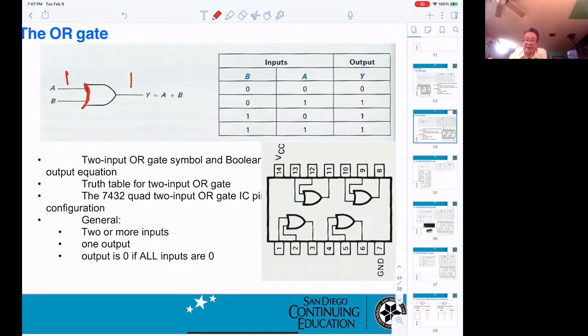And the part number here, 7432. Inside that IC you get 1, 2, 3, 4 OR gates, and they tell you which pins are inputs and which pin is the output. The same for the OR gate.